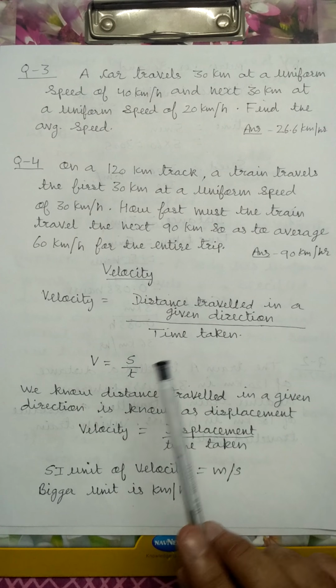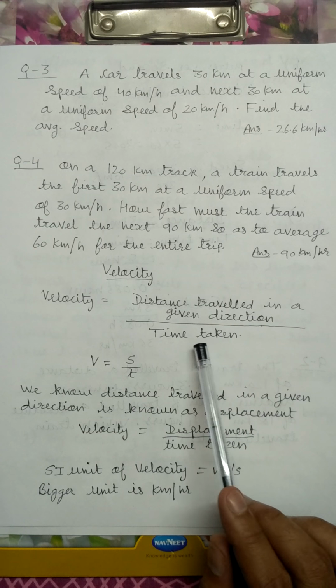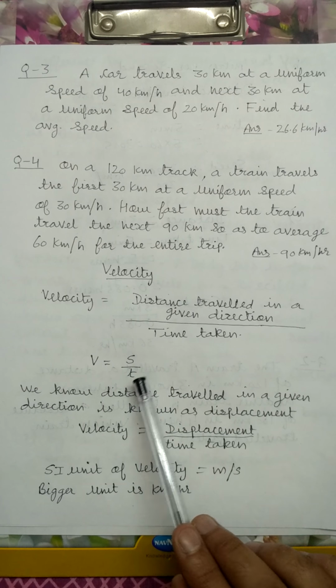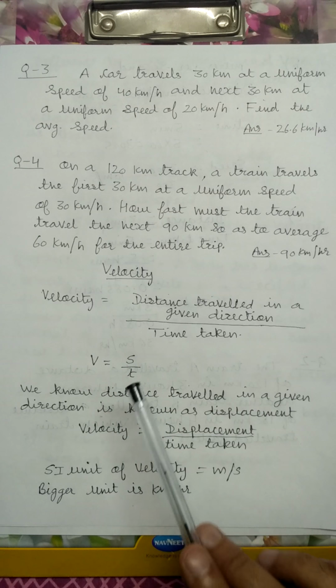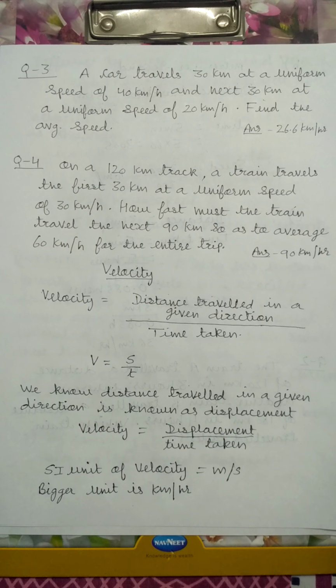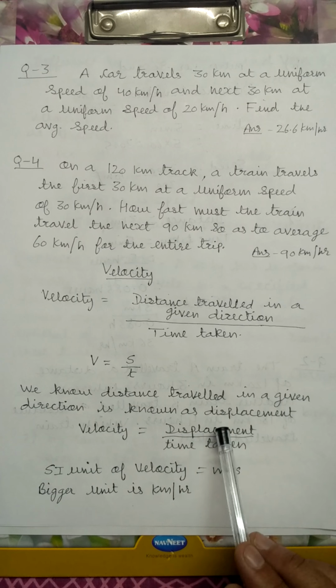Because we need information about direction, we have to take distance traveled in a given direction upon time taken. Now v is equal to s by t. This formula is the same as the formula of speed. Now in the previous lecture I discussed displacement. We know that distance traveled in a given direction is simply displacement. So velocity is displacement upon time.